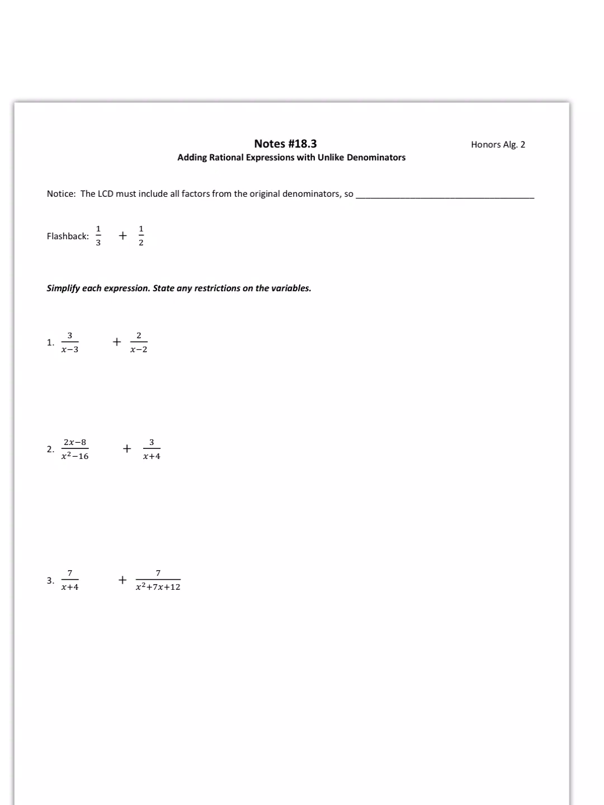So in today's lesson, we're going to be adding rational expressions with unlike denominators. So look at this, notice the least common denominator must include all the factors from the original denominators. So that means you're going to have to factor your denominators first, so that you know what you're dealing with. You got to do that first, okay?